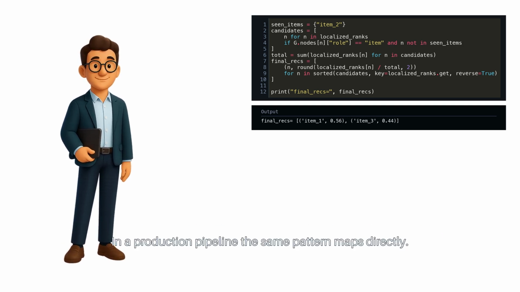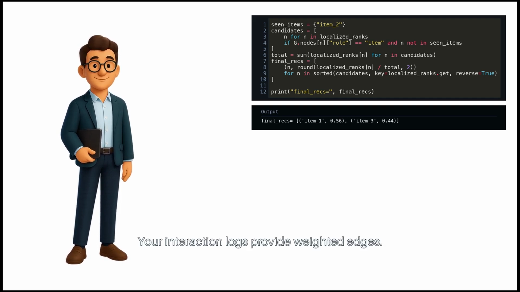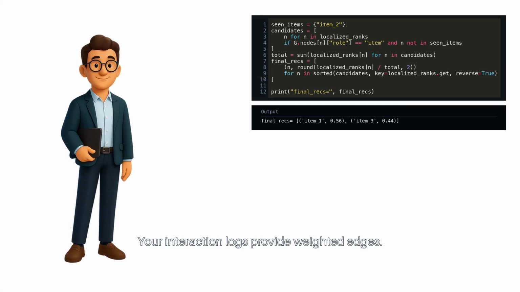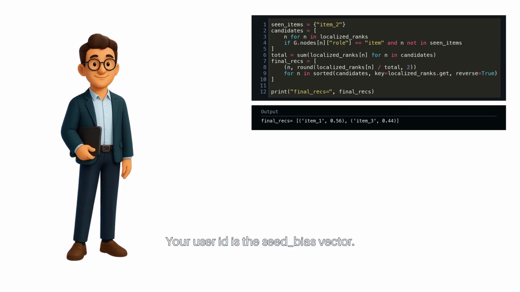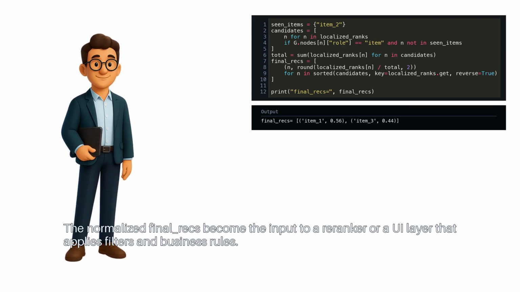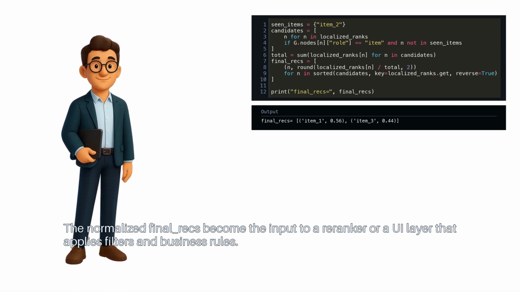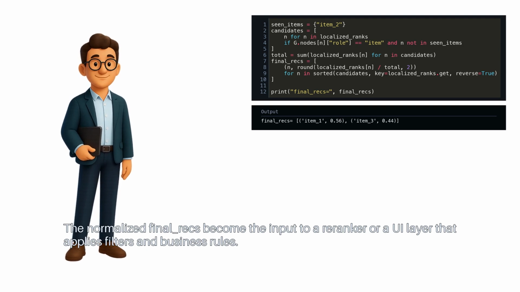In a production pipeline, the same pattern maps directly. Your interaction logs provide weighted edges. Your user ID is the seed bias vector. The normalized final recs become the input to a re-ranker or a UI layer that applies filters and business rules.